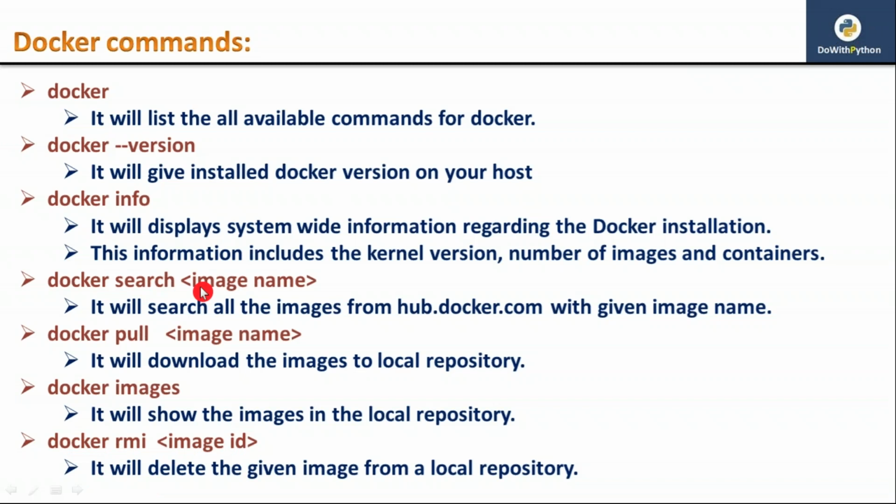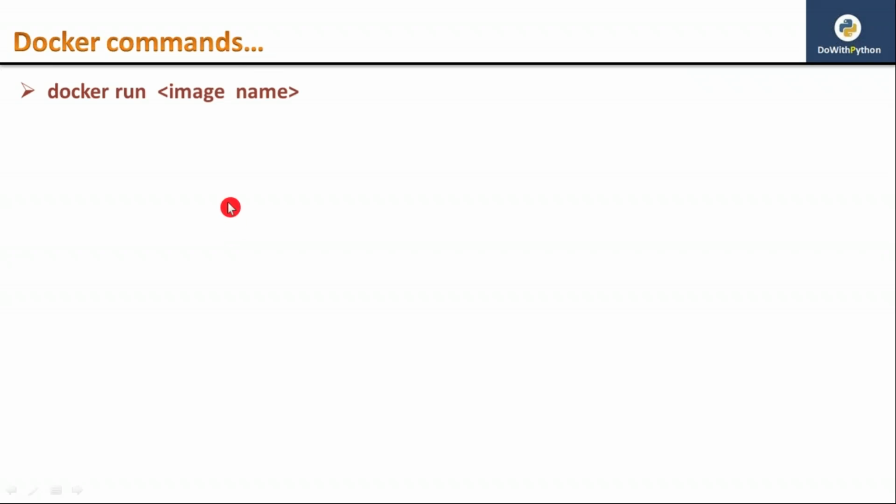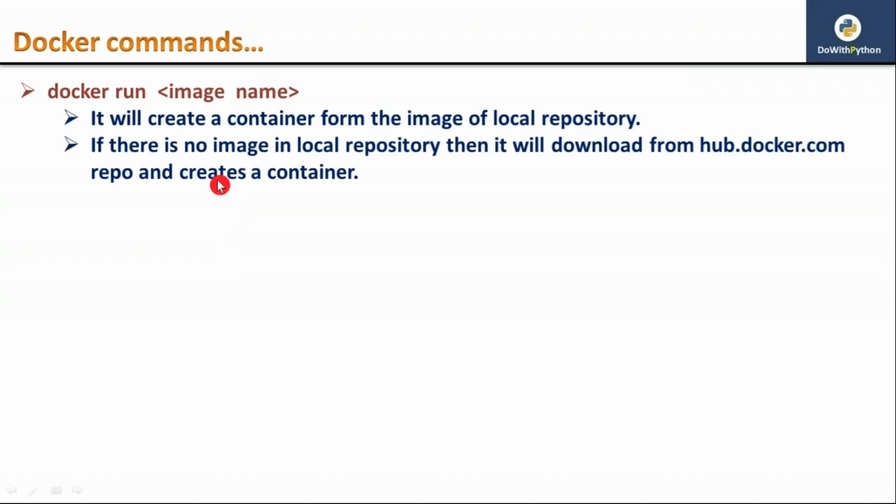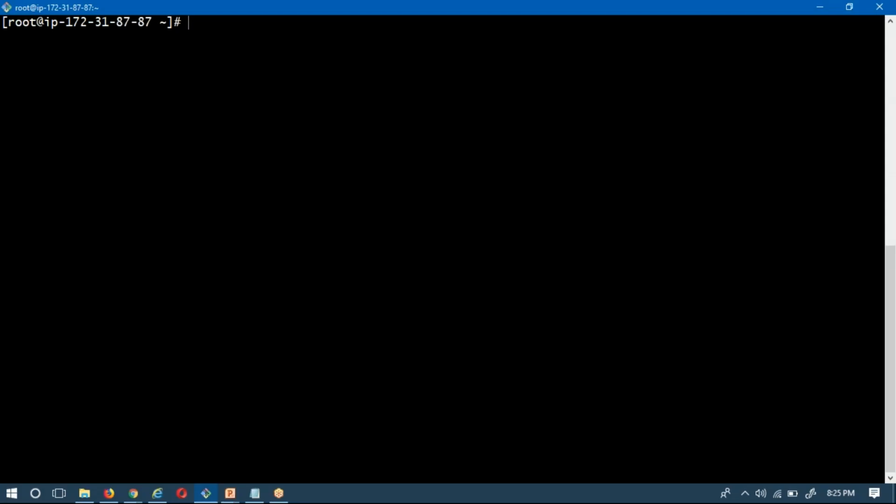Okay, now the next command is docker run image name. Docker run image name basically will create a container from an image in your local repository. In case the image is there in your local repository, it is used; if it is not there, then it will download that image from the remote repository, that is hub.docker.com. From that website it will download it and create a container. Let me go and do that.